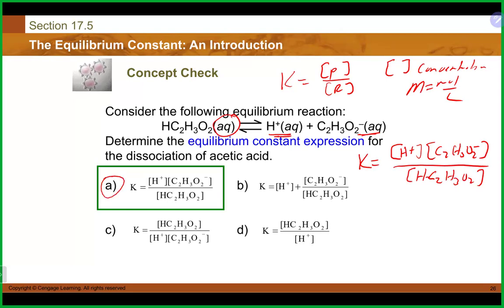Now, in order to actually solve for the value of the equilibrium constant, you do need equilibrium concentrations. So you always have to make sure that you have equilibrium concentrations. If you had the equilibrium concentrations for each of these, you would just put them into the expression and get an actual number.